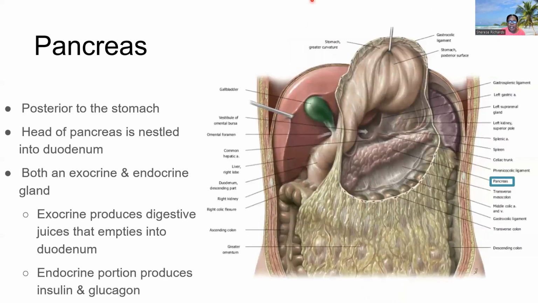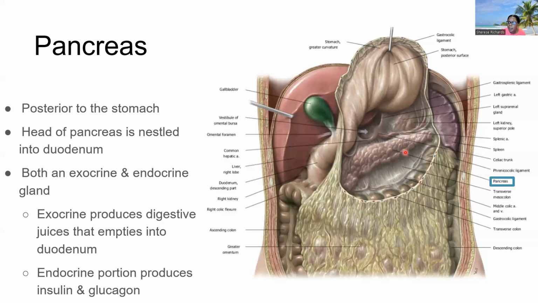All right, let's talk about some of the accessory organs. The pancreas runs across the posterior aspect of the stomach. So here's the stomach. You would have to reflect that upward to really be able to see the pancreas. The pancreas has the head, the body, and then the tail. Its function is to release exocrine juices, digestive juices, which are basically a cocktail of enzymes that will help to break down food.